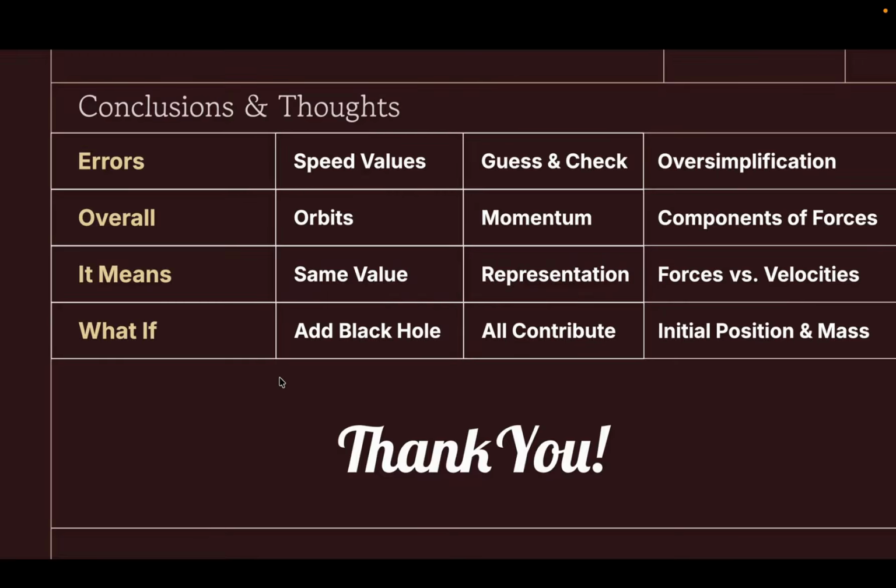Also, in the second simulation, if we added a black hole, everything would still contribute to each other. It would still add to forces. Again, you would just calculate the force of gravity of the black hole on everything else, and vice versa. But whichever one contributes more just depends on the mass and initial position. So again, a black hole would usually have a huge mass, but it's possible that it wouldn't contribute as much if it was put really, really far away from the other three things. So it depends on both position and mass.